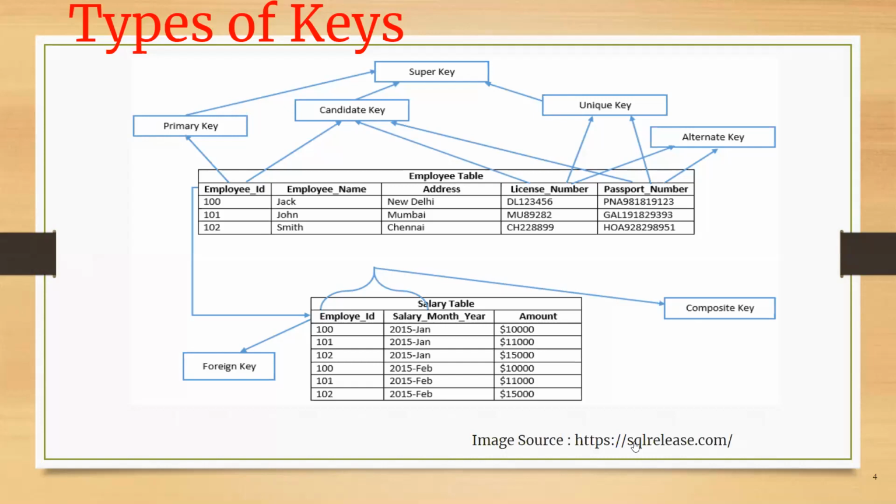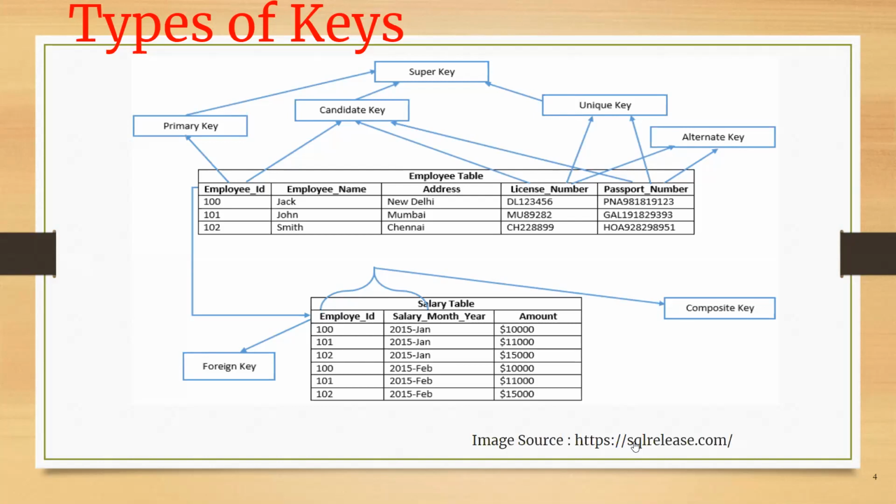Okay. So we'll take an example here. Here we have an employee table and a salary table. In the employee table, I have the fields employee ID, employee name, address, license number, passport number. Similarly, in the salary table, which is my table 2, I have fields like employee ID, salary month and year, and amount. Now we are going to see the types of keys, and what the example of each type is with these tables.